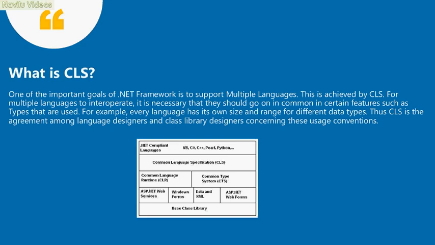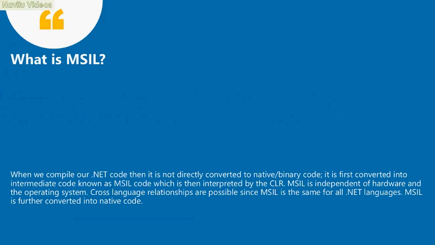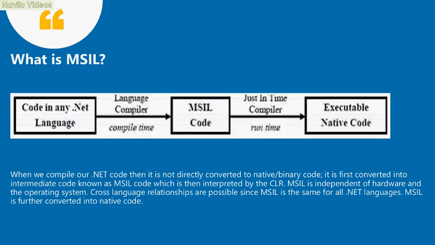What is MSIL? When we compile our .NET code, it is not directly converted to native or binary code. It is first converted into intermediate code known as MSIL code, which is then interpreted by the CLR. MSIL is independent of hardware and the operating system. Cross-language relationships are possible since MSIL is the same for all .NET languages. MSIL is further converted into native code.